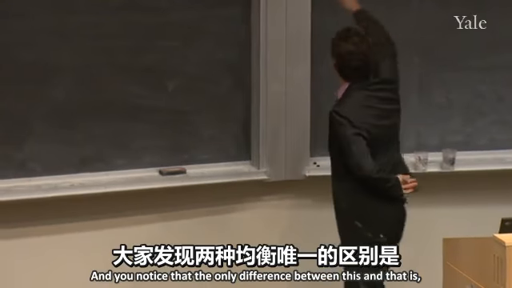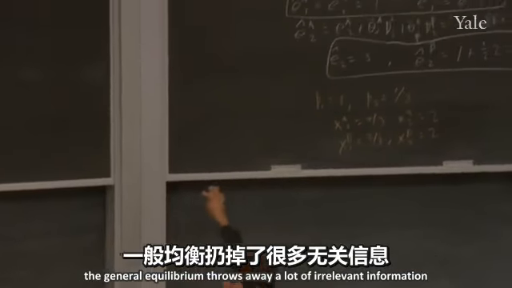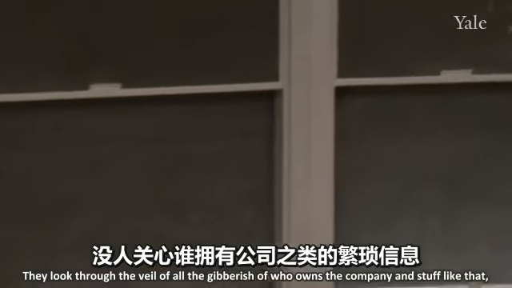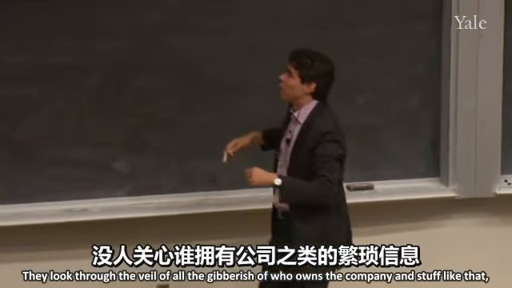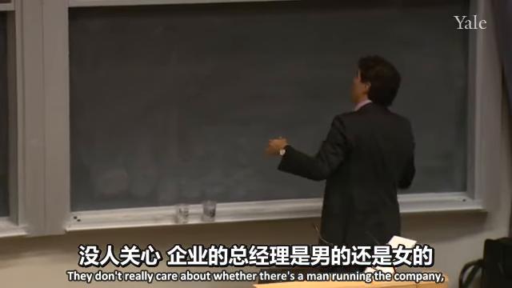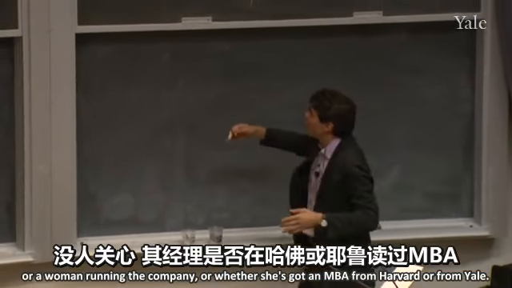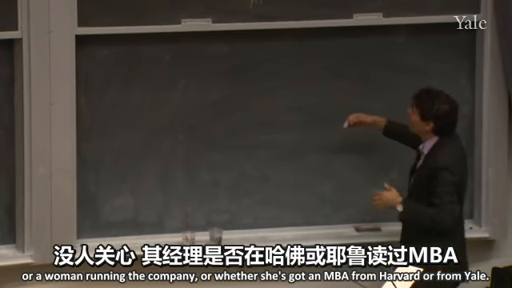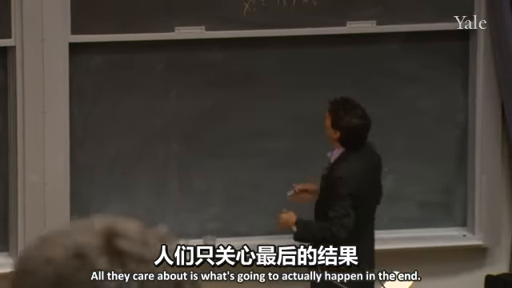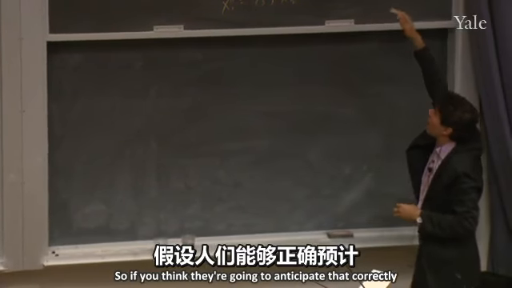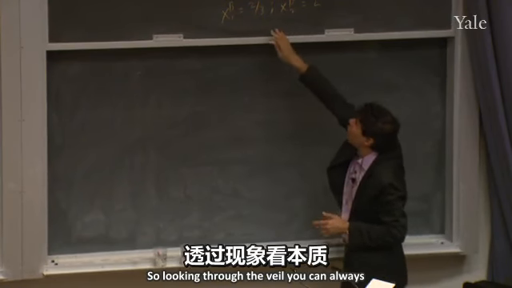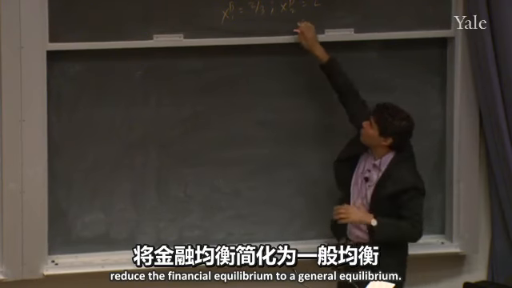Okay, and you notice that the only difference between this and that is the general equilibrium throws away a lot of irrelevant information, because Fisher said people are rational. They look through the veil of all the gibberish of who owns the company and stuff like that, and they're just anticipating what the company's going to produce. They don't really care about whether there's a man or a woman running the company, or whether she's got an MBA from Harvard or from Yale. None of that's relevant. You know, what the business plan is, all they care about is what's going to actually happen in the end. So if you think they're going to anticipate that correctly, you don't need to worry about all the other stuff. So looking through the veil, you can always reduce a financial equilibrium to a general equilibrium.